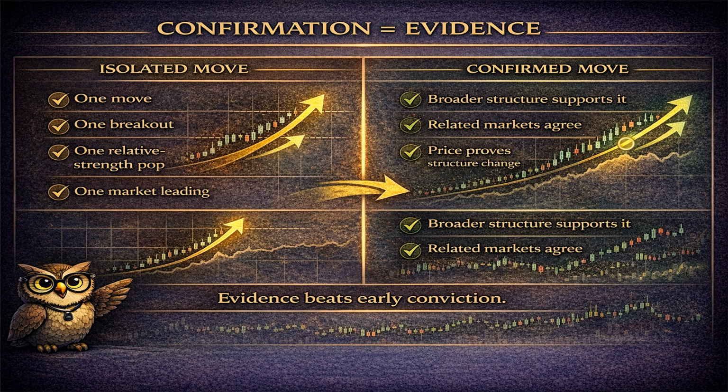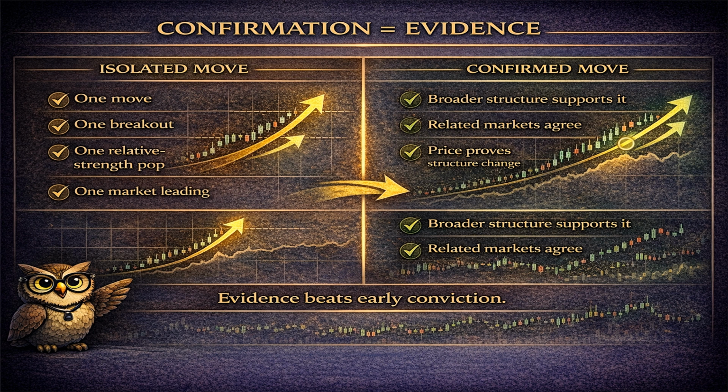Now we come to the heart of the whole lesson. Confirmation. This is what separates Dow theory from emotional chart reading. One move alone is not enough. One breakout is not enough. One relative strength move is not enough. One market leading is not enough. You want to see agreement.